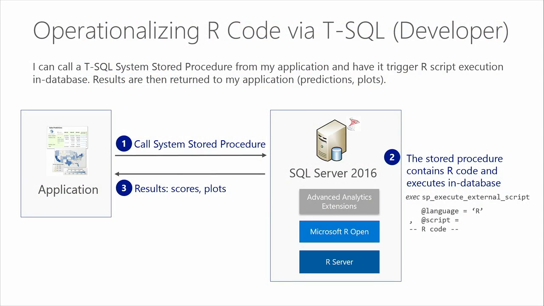The developer is calling from the application and having the execution happen through T-SQL stored procedures on the SQL Server, as we've seen. And again, the R script is embedded in this stored procedure, runs on the server side, and then results in the form of predictions, scores, and plots are returned to the calling application. So that's the high-level logical architecture for the two use cases we have seen in the demo.